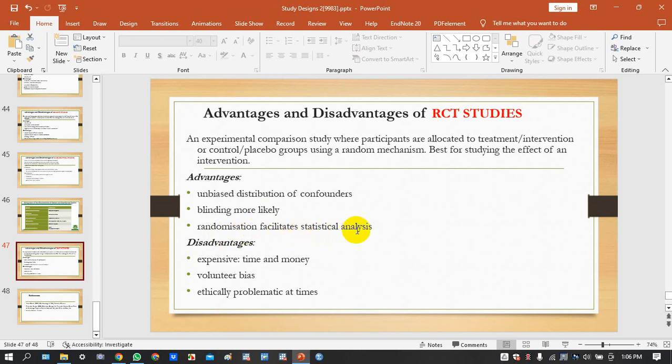Randomization facilitates statistical analysis. Like I said, randomization is not showing favoritism, not handpicking people and giving them the best, but you just give to anybody who comes. You distribute uniformly, equally, without showing any favor, so that your experiment will not be biased.